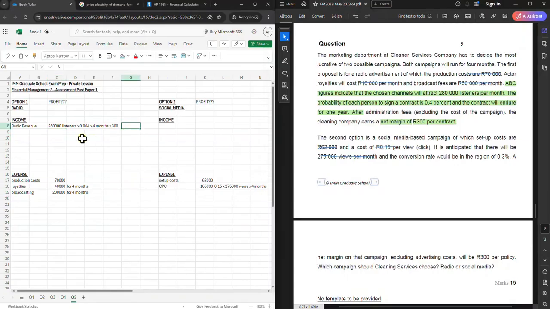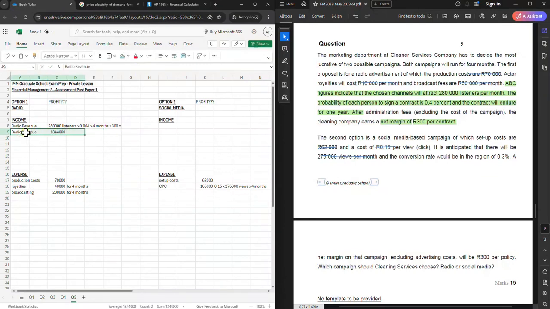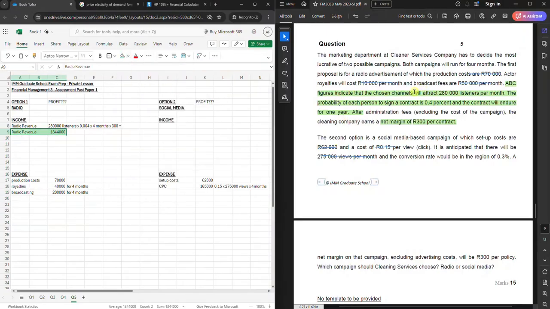Let's calculate it. I'm just going to move it down and just put the answer here. Okay. Right, so this is what we're going to be making in terms of income. Okay, so you've read 100%. That first part.